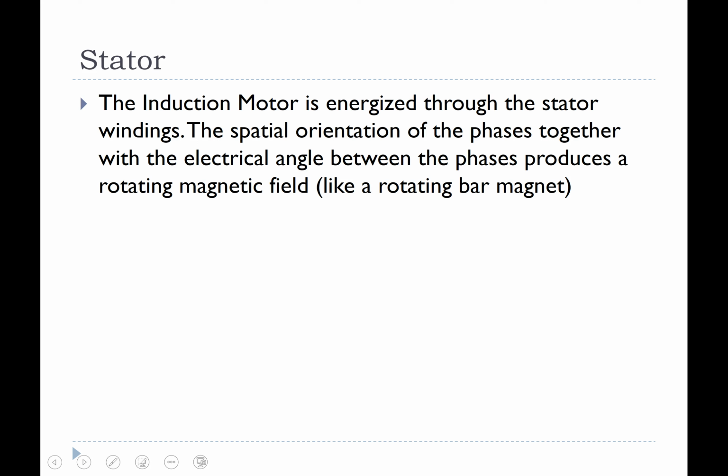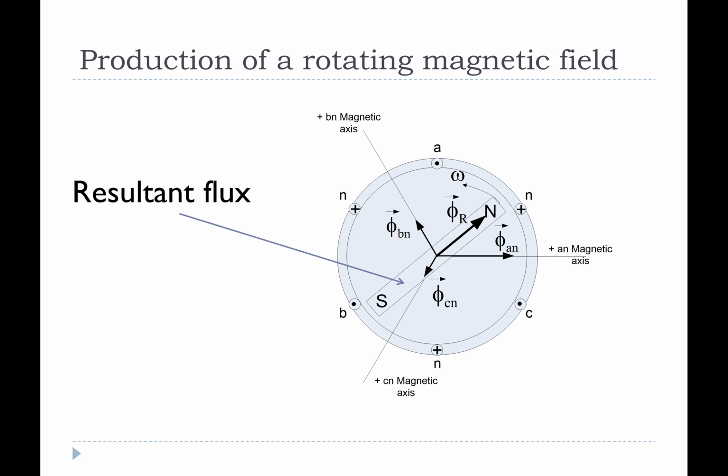The stator of the induction machine is energized through the stator windings, and the orientation of these windings is what is important. We have three phases spaced 120 degrees apart electrically, and we want to orient them in the core, on the stator, so that we produce a uniform rotating magnetic field. So here we have that visualized.